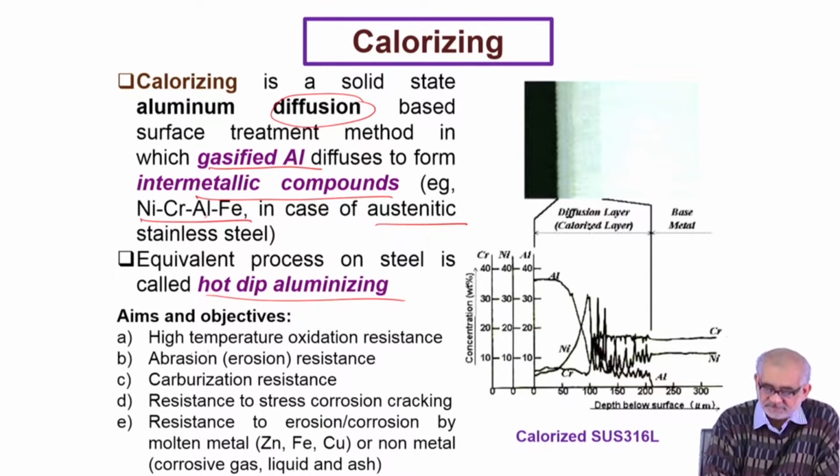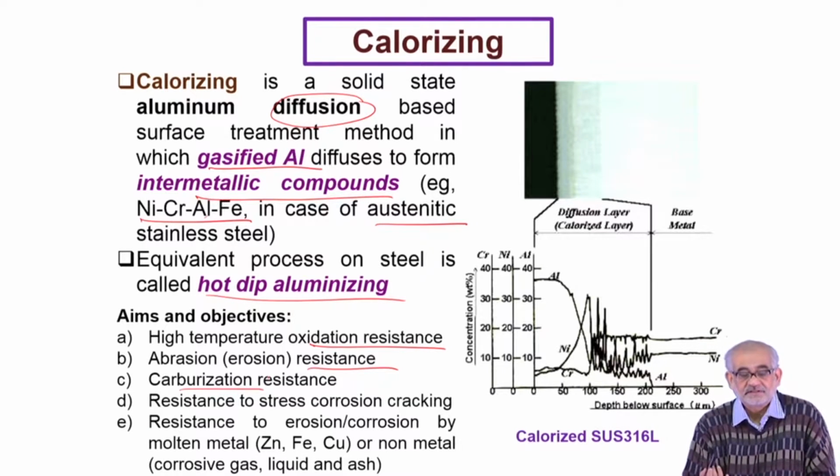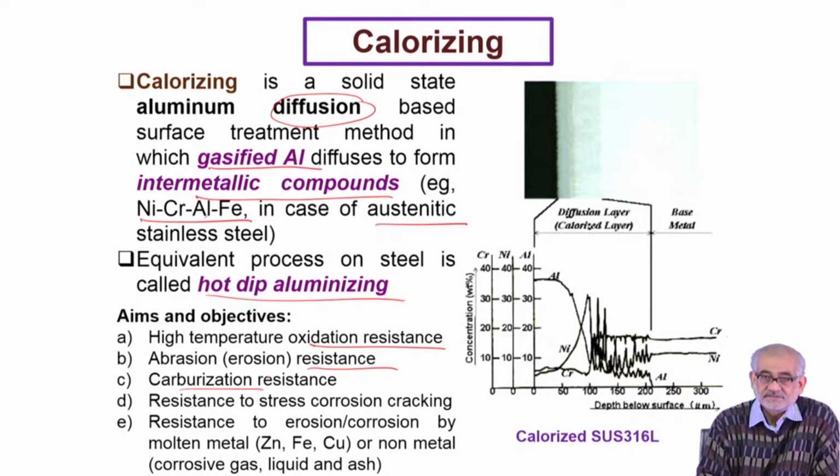So the objectives would be just like the previous case: high temperature oxidation resistance, erosion or abrasion resistance, and protection against carbon ingress. In various cases, for example stainless steel or any other steel or certain materials, when they are exposed to a carbon containing atmosphere, carbon can come in, and it may not be beneficial because it may form certain interstitial compounds or change the crystal structure. So carbon ingress must be prevented, and this kind of aluminide layer actually prevents carbon ingression.